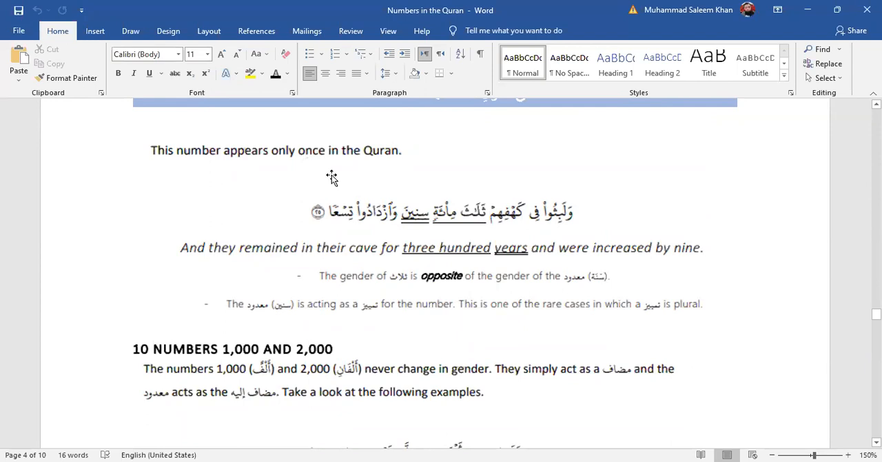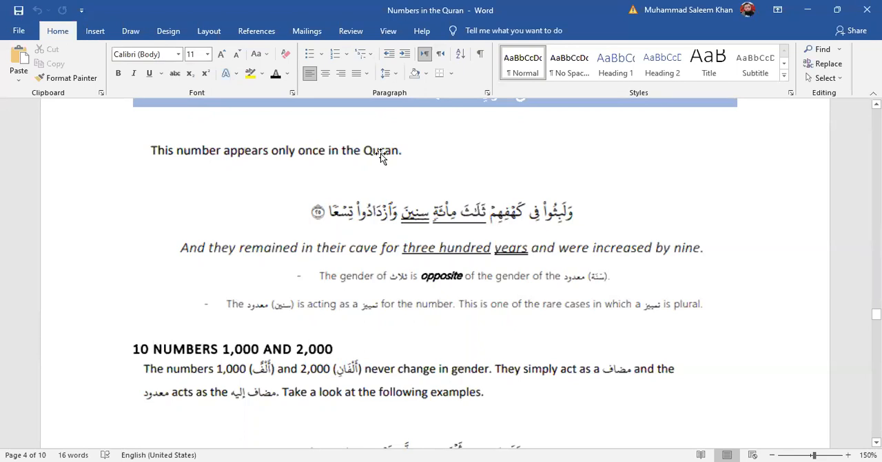Quran. So if you attended yesterday's class, or maybe you were able to see the recording, we discussed that in detail. This 100 is used when it is singular, and the madud will be majrur, not always plural. But for 200, 300, thalathu miyati, arbu miyati, khamsu miyati, only here. Yes. This number appears only once in the Quran.